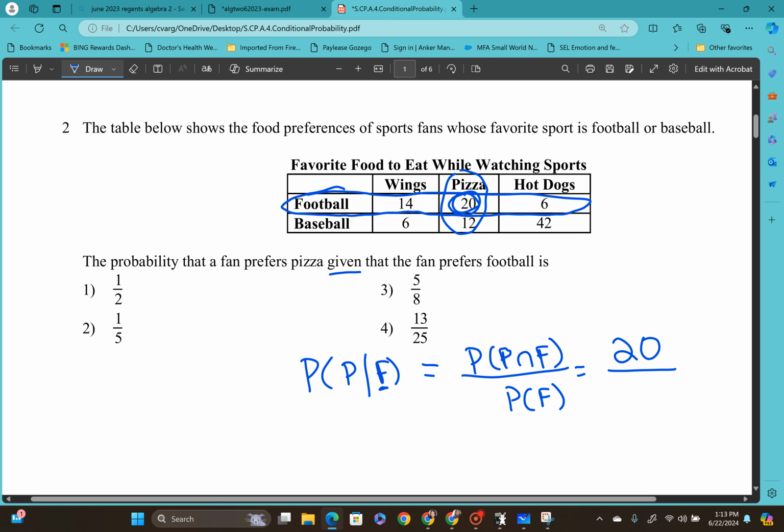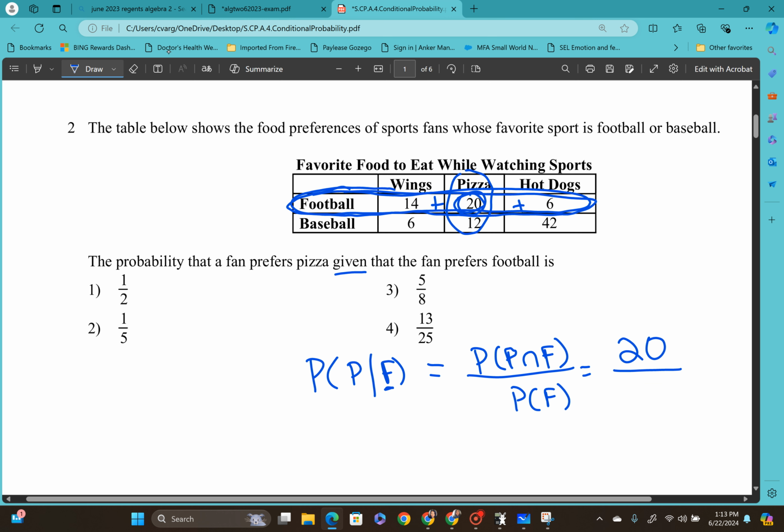So for football, I go across from football, this whole row. So 14 plus 20 plus 6. 20 plus 14 plus 6 is 40. So 40 goes on the bottom, and 20 divided by 40 is the same thing as 1/2.